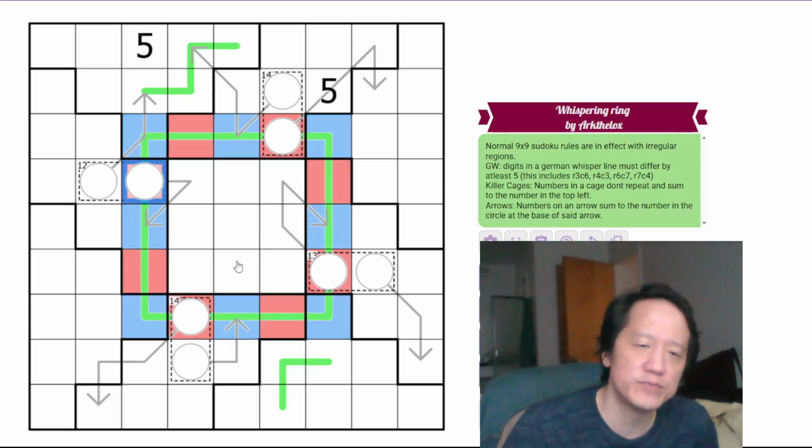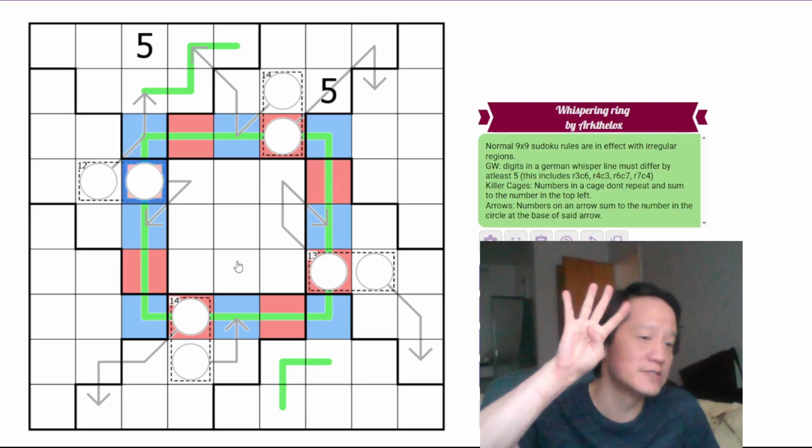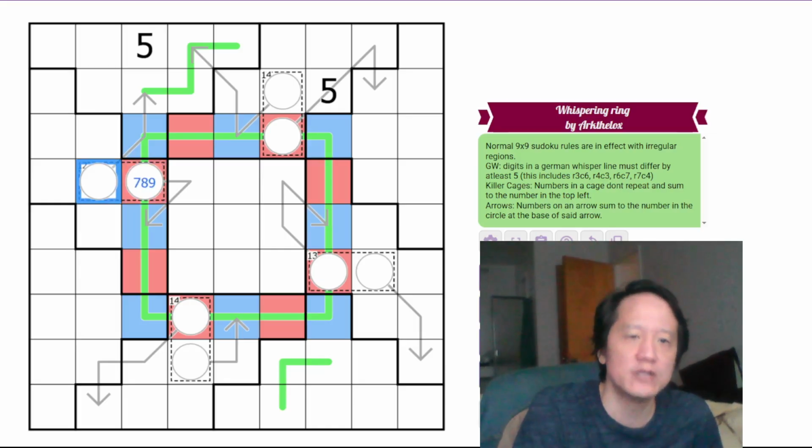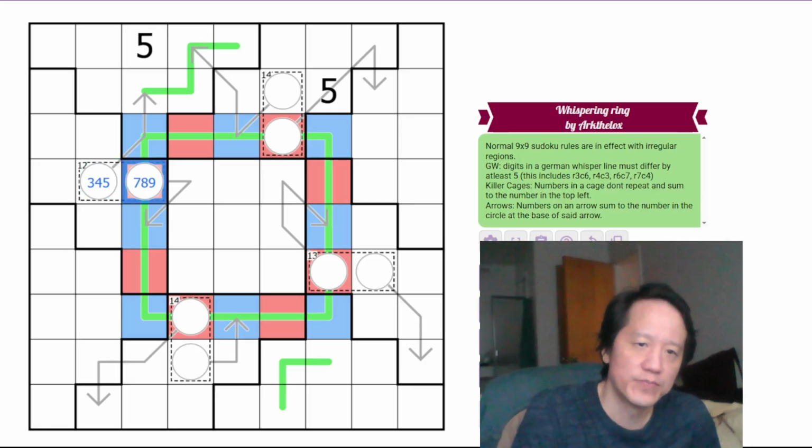So this digit, to add up to 12, must be 7, 8, or 9, right? It cannot be 6 because 6 would have to add with 6 to add up to 12. So this is 7, 8, or 9, which forces this to be 3, 4, or 5 to add up to 12 here.